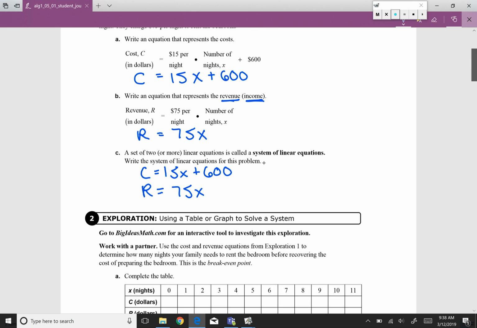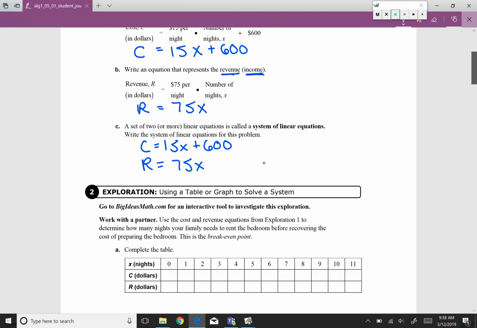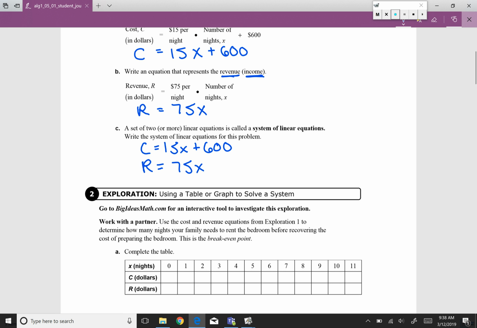Now when it comes to solving those, in some groups, when we worked on those 3 problems, some groups did make a table of values, and we can do that here. How we make that table of values is we substitute in those different values for x, and we worked on creating those tables in a previous unit last trimester. So if we have 0 nights, our first equation, our C equation, we'd put a 0 in for the x, and we'd have just $600. For the revenue equation, if we put a 0 in for x, we end up with just a 0.